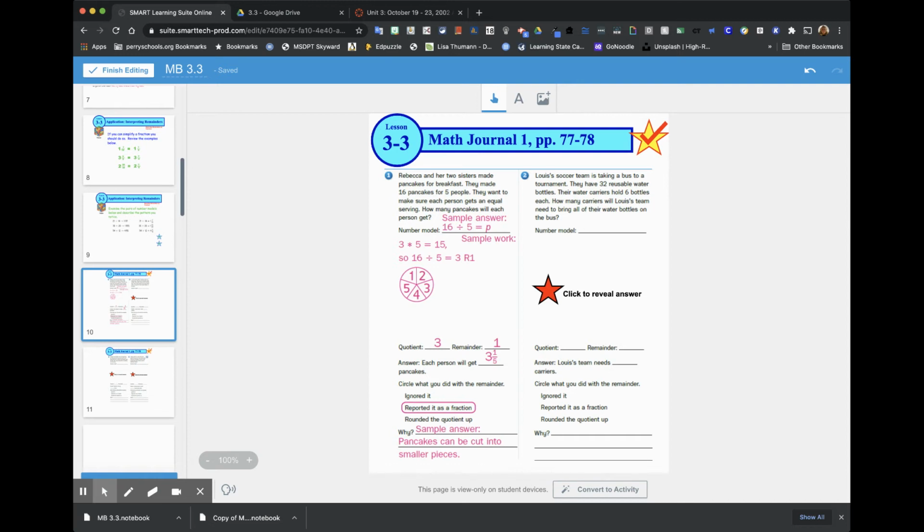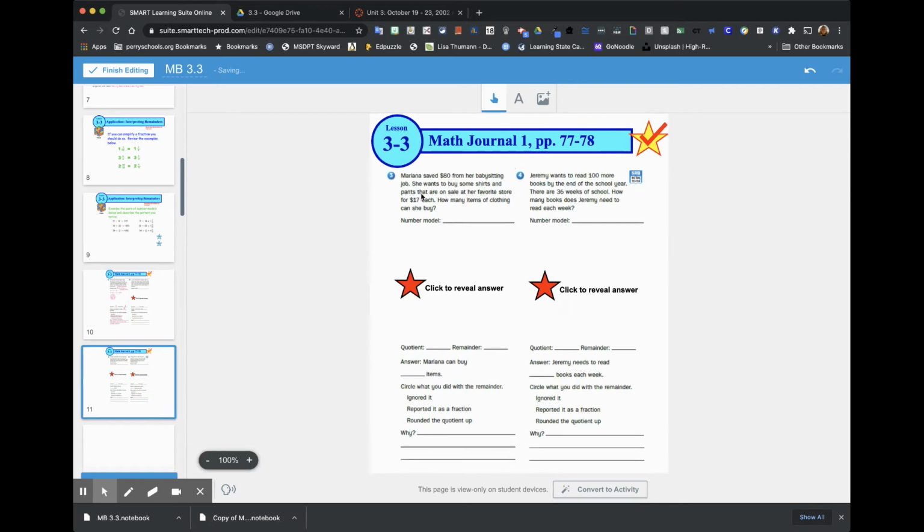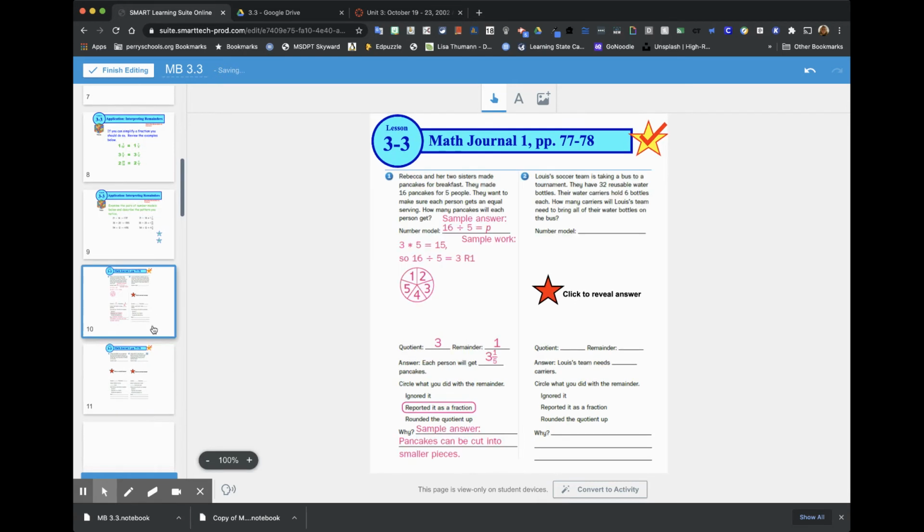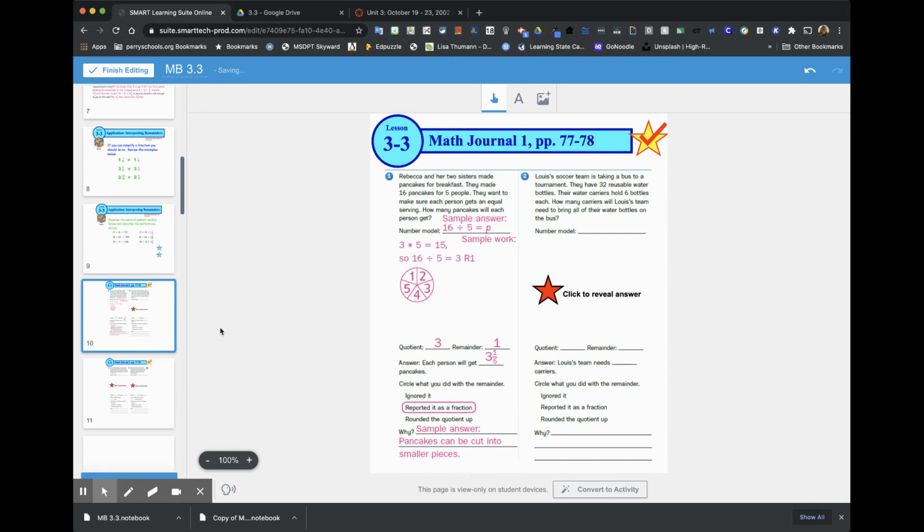Okay, so now you're going to read about Lewis's soccer team. You're going to read about Mariana and her $80 from babysitting, and Jeremy reading 100 books by the end of summer. Go ahead, solve 2, 3, and 4. Remember to show all of your work, come back and check.